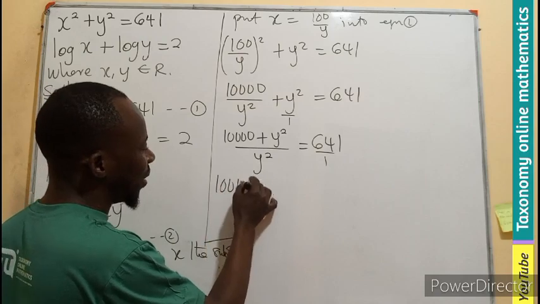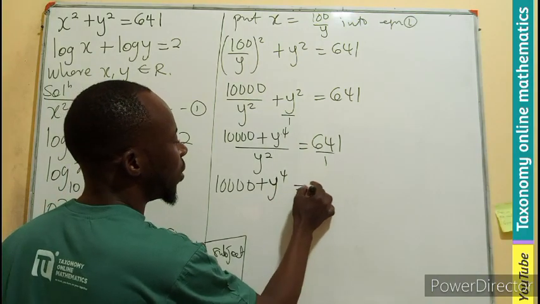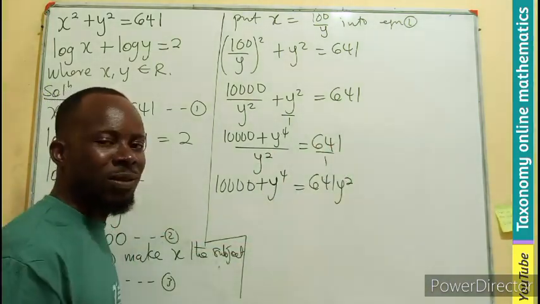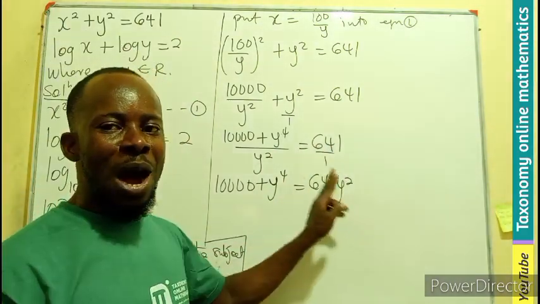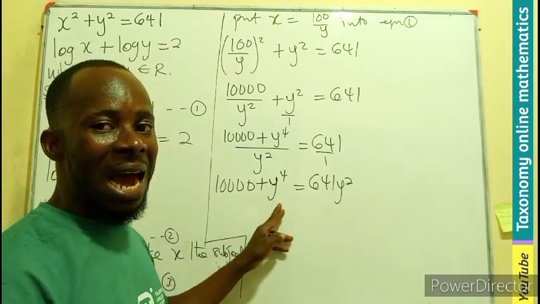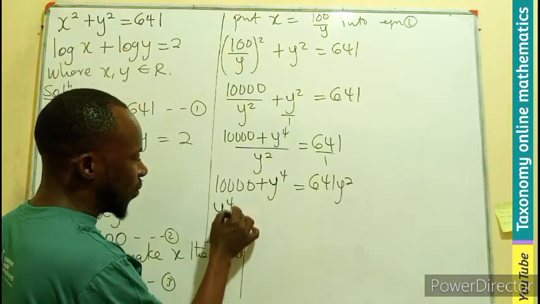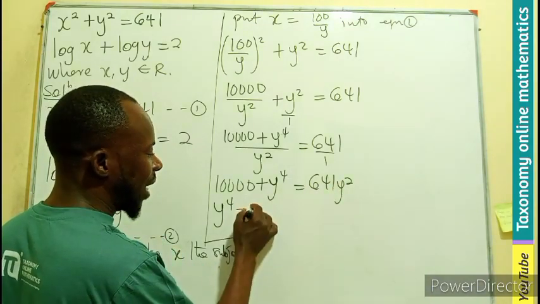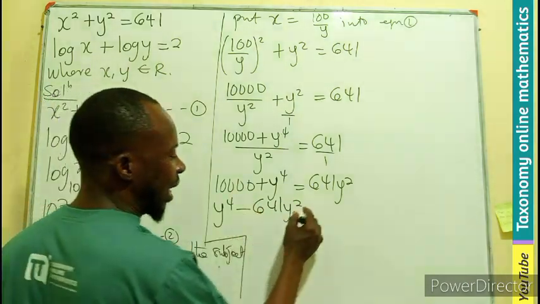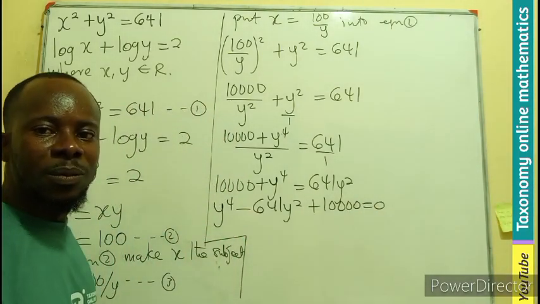That means 10,000 plus y exponent 4 equals 641 y squared. Don't forget, y squared will multiply this. So you can see y to the power of 2 and power of 4. So we can rewrite this with the highest power staying at the left-hand side, bringing this one over. So y to the power 4, this is positive, becomes negative 641 y to the power 2. 10,000 is already at the left, so plus 10,000 equals what? 0, right?